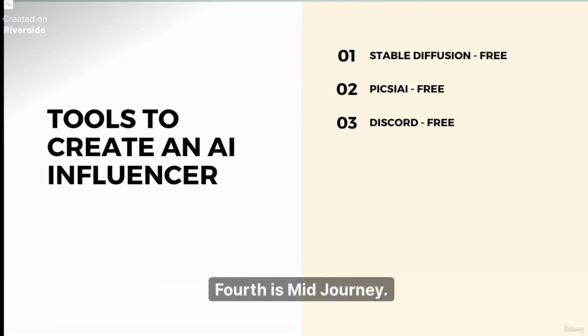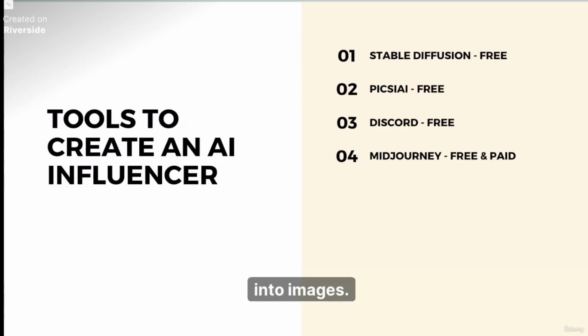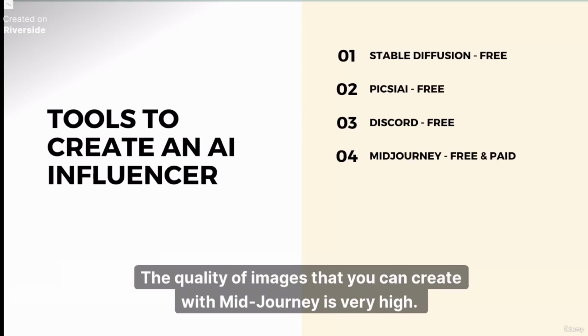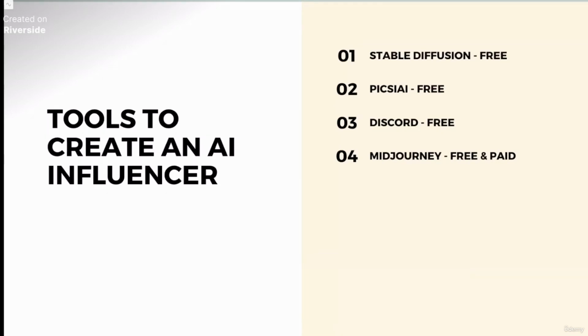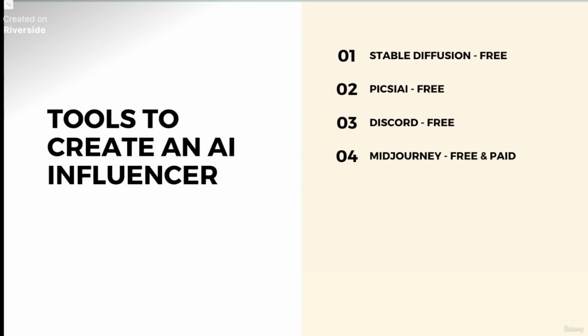Fourth is Midjourney. Midjourney is the most popular AI algorithm that allows us to transform text into images. The quality of images that you can create with Midjourney is very high. Midjourney has both free and paid versions. For this tutorial, I will use the cheapest paid version, which is around $10 a month. Now let's start with Stable Diffusion.